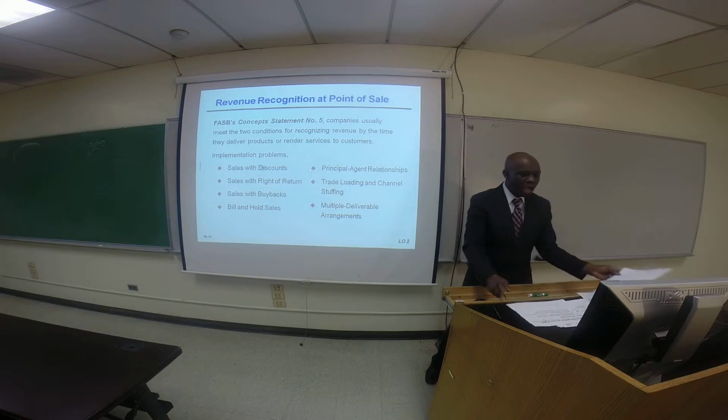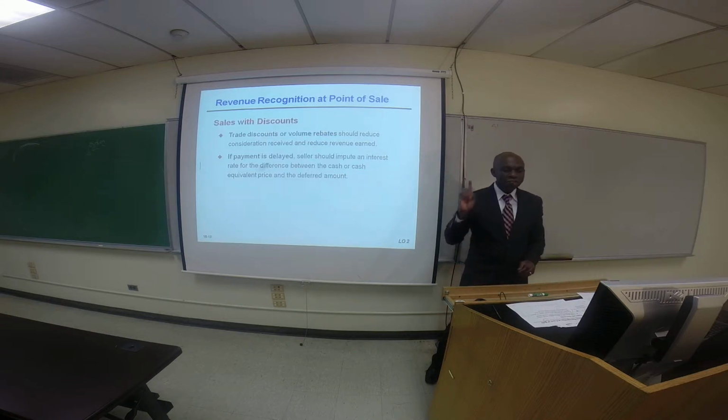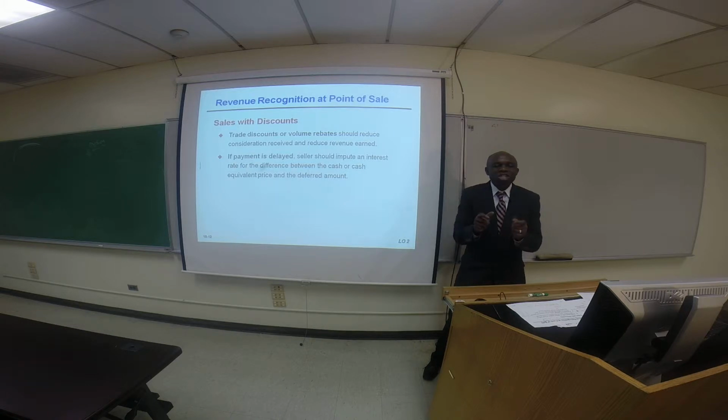So let's take a look at the first example of revenue recognition at point of sale, and that is sales with discount. So this is trade discounts, or what we call volume rebate, a situation whereby the seller gives the buyer the incentive to buy as much as possible and you have a discount. Then number two, if payment is delayed, an interest factor has to be taken into consideration. What do we mean by that?